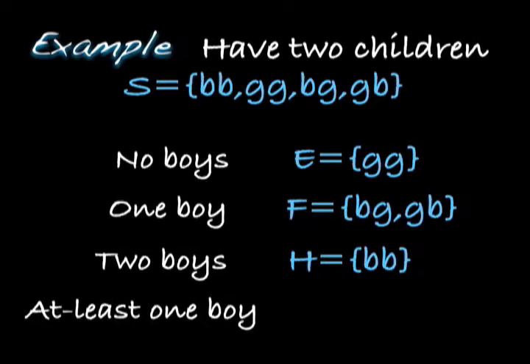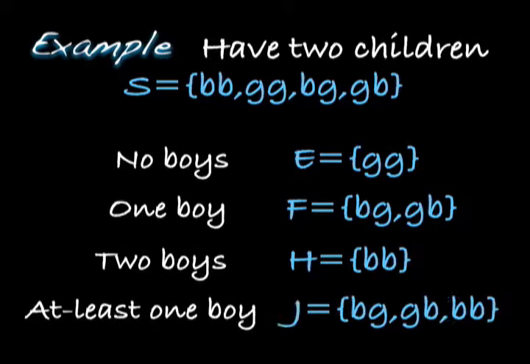At least one boy. At least one boy means one boy or more. So we look at the sample space and we determine which outcomes are associated with having at least one boy. These three outcomes are associated with having at least one boy: the BG, the GB, and finally the BB. At least one boy means one or more boys.